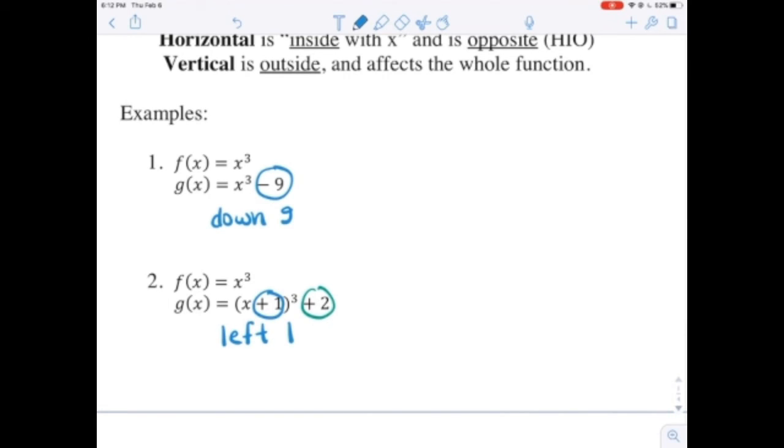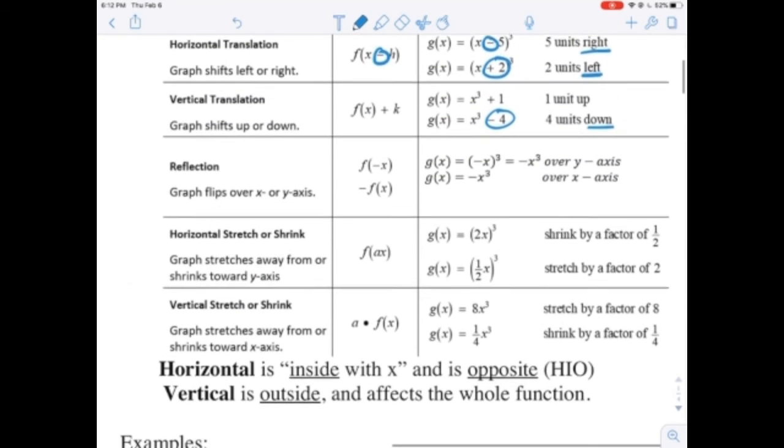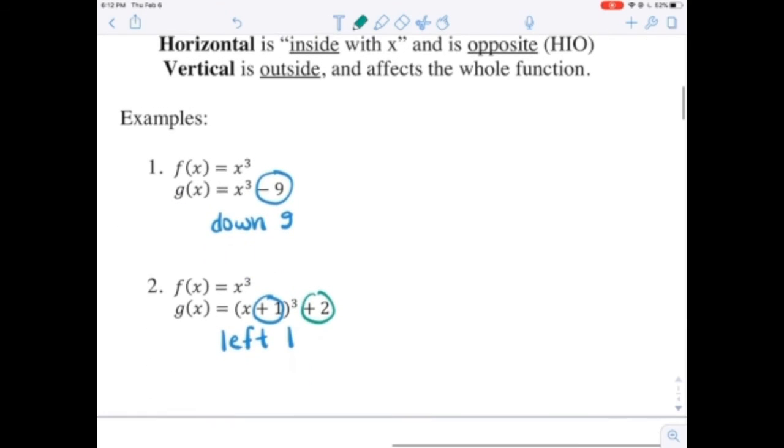The other thing I want to look for is a positive number on the outside of parentheses, kind of at the tail end. So again, looking at our graph, I can see that a positive on the outside of the parentheses is a translation up, a vertical translation up. And so I'm going up by 2.